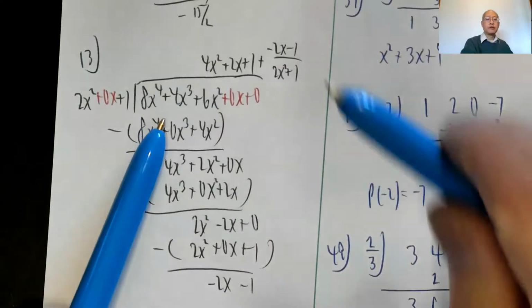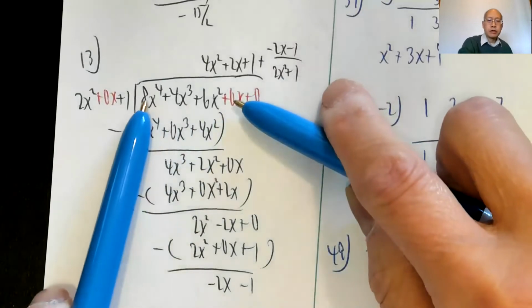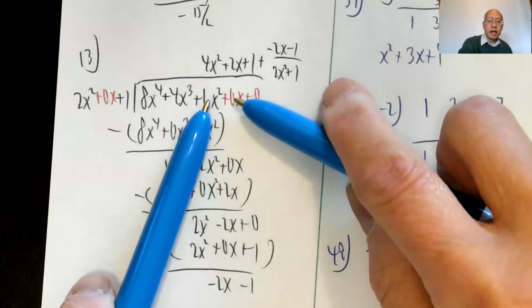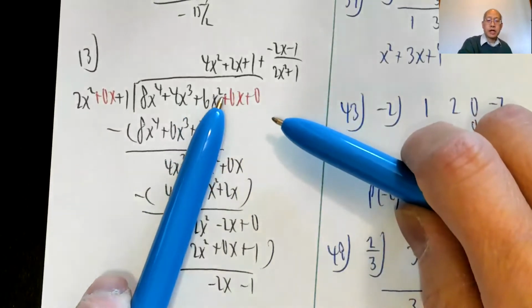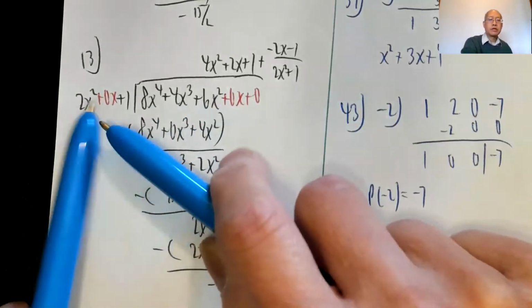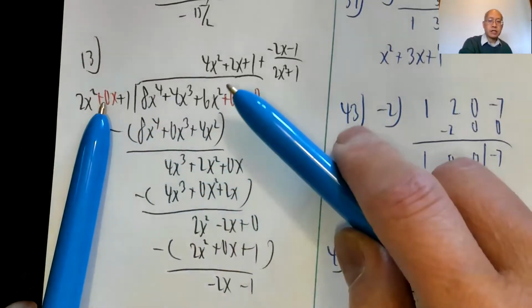13 illustrates that if you have any missing terms, you've got to count them as zeros. So the original had this. It stopped at 8x squared, 6x squared. So in order to complete the division, I need 0x and 0. Likewise here, 2x squared plus 1, sneak in a 0x here. Now it's the same as before.